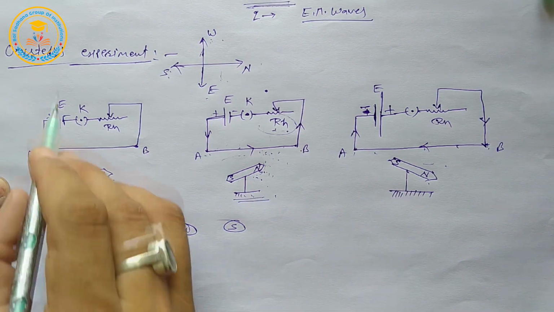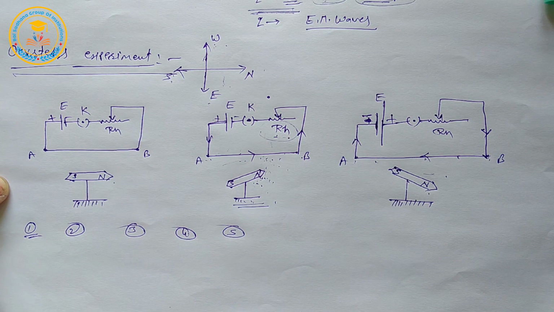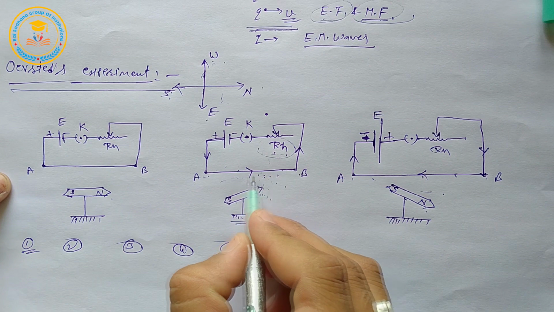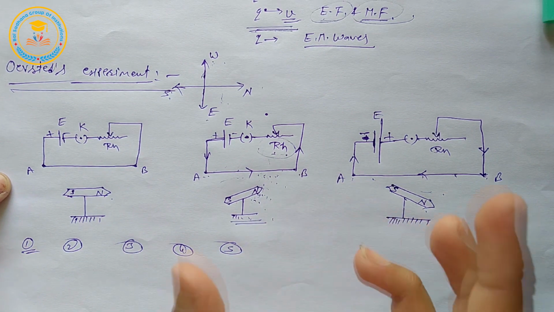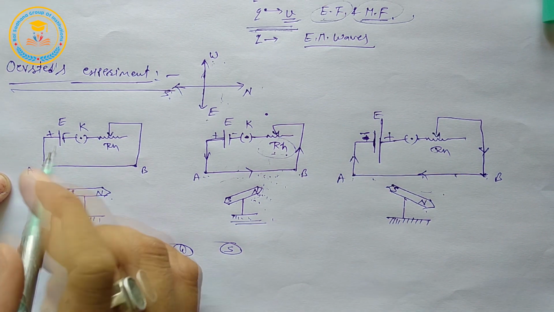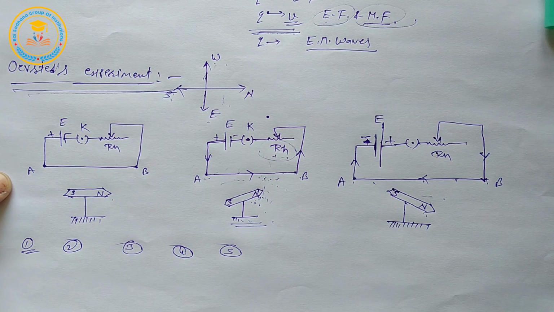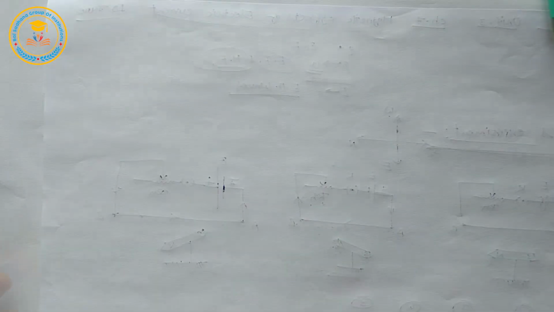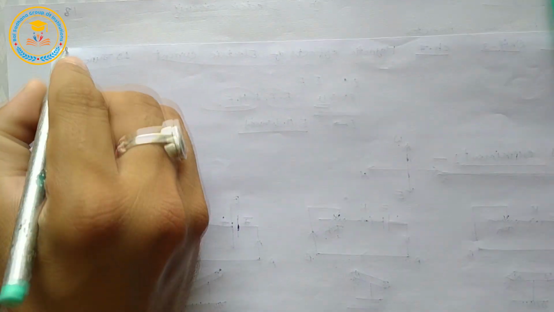Okay, this is the Oersted experiment and these are the conclusions of the Oersted experiment. From this experiment, we can say if a current flows through a conducting wire, then a magnetic field is produced around the wire. Okay, this is the Oersted experiment. Next, our topic is magnetic field.